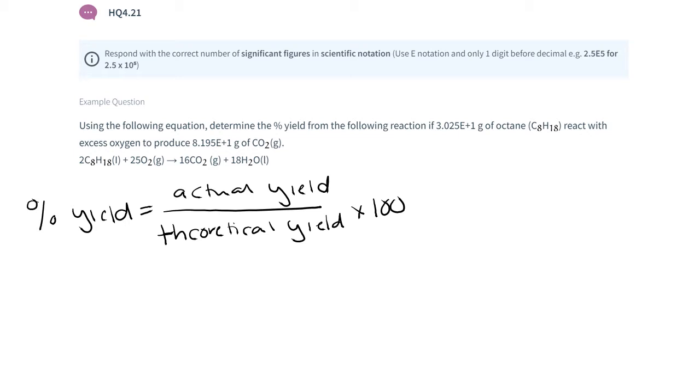But one of those things has been given to us in the question, and that's right here where it says we've produced 8.195 times 10 to the first grams of carbon dioxide. Now I think it's a little bit easier if we just go ahead and write that as 81.95 because that's not already a huge number. And that is our actual yield, or how much carbon dioxide did we actually make. So we can go ahead and erase that and just plug the 81.95 grams up in its place. So we're already halfway done with the question. What we have to solve for next is the theoretical yield.